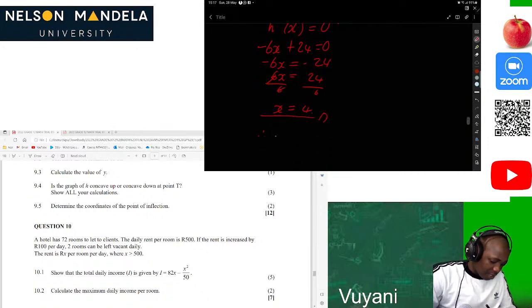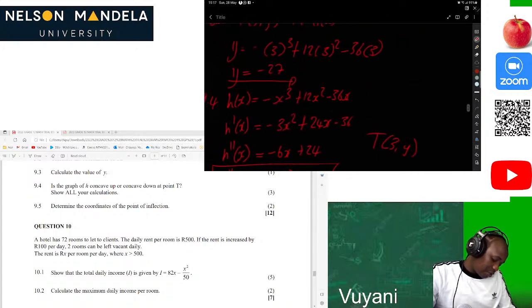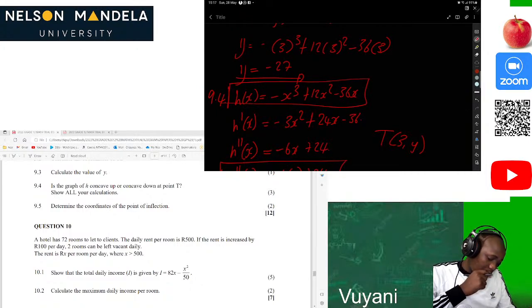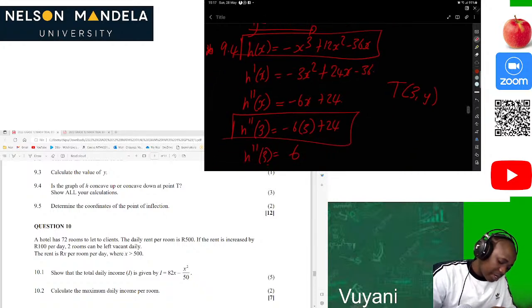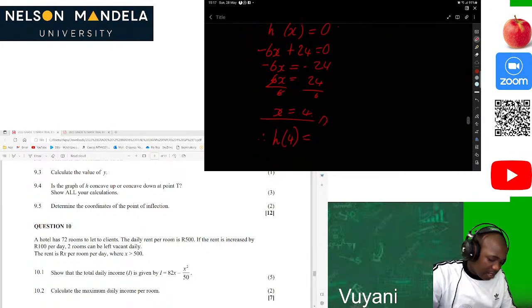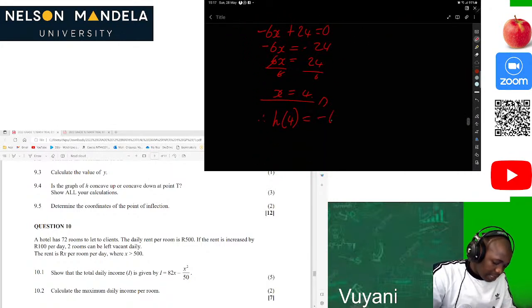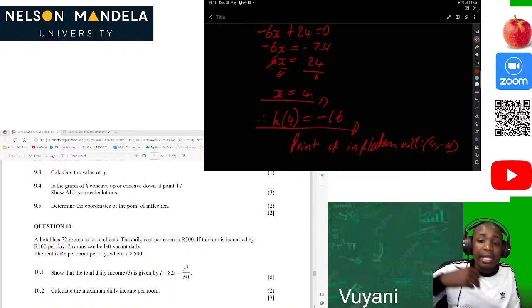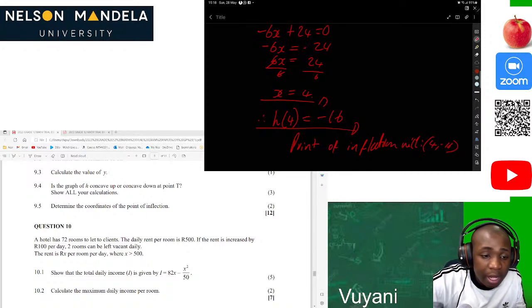In order for us to get our y value, we look for h of 4. Then we substitute into our original equation of h of x. That should be negative 4 cubed plus 4 squared times 12, which is 192, minus 36. With your Casio calculator you should get negative 16. Then of course the point of inflection will be 4, negative 16. Since they said point, they need the x and y coordinates.